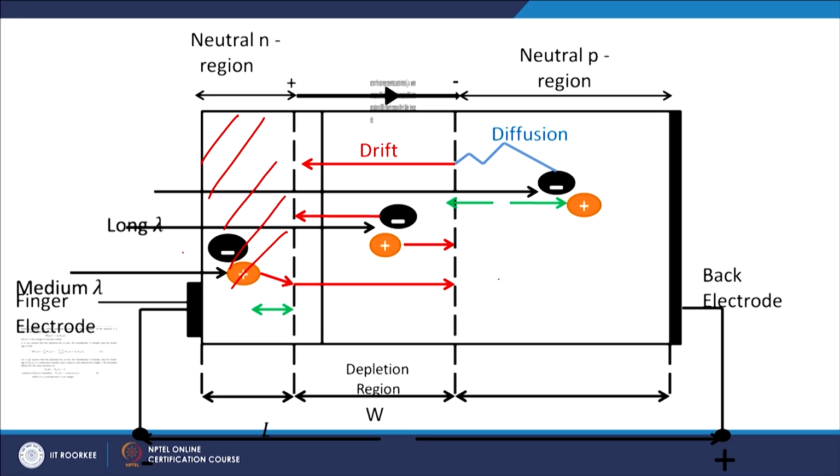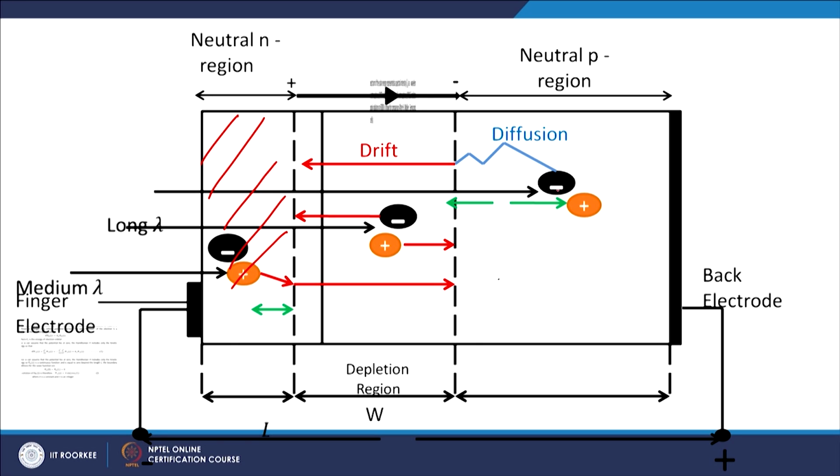One is the long wavelength lambda, which is penetrating towards the depletion region, another is the medium wavelength lambda, and another is the short wavelength lambda. Now, because of the drift, whatever charge carriers have been created at the depletion region will immediately be swept out to the other side. Electrons will go to the N side and the holes will go to the P side due to the direction of the electric field.